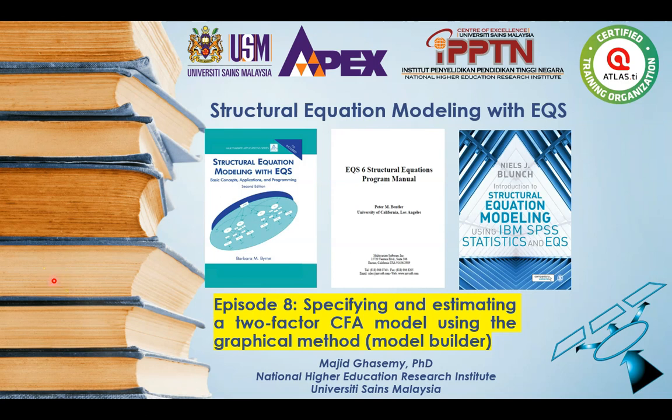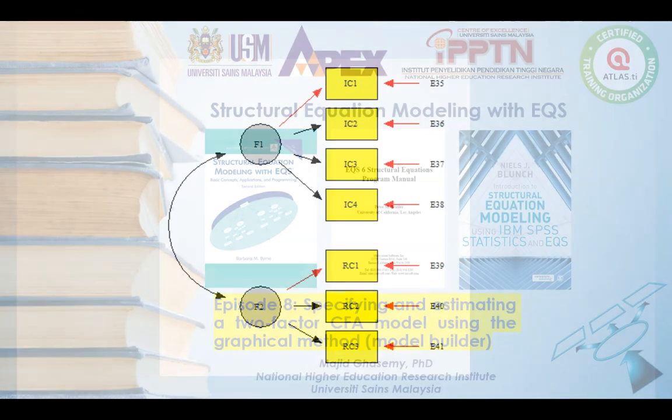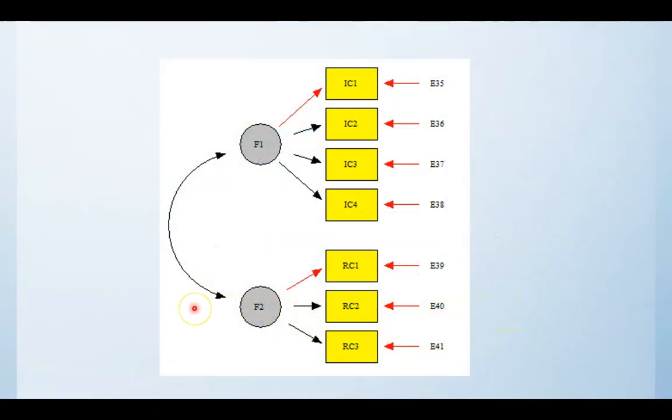In this video I'm going to show you how you can specify and estimate a two-factor CFA model using the graphical method in EQS. So this is my two-factor CFA model. The first factor is interpersonal conflict with 4 items and the second factor is role conflict with 3 items.